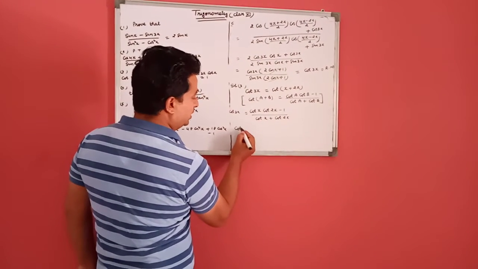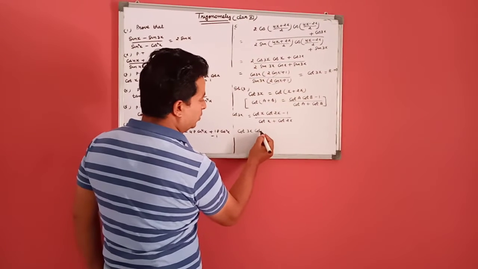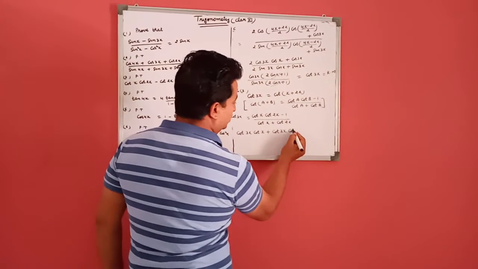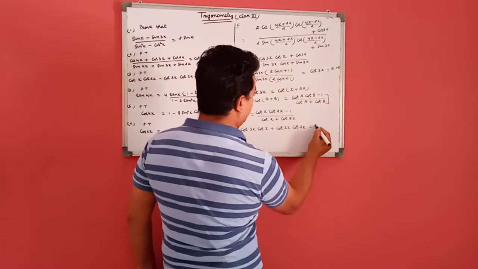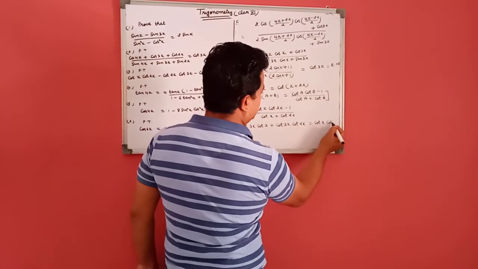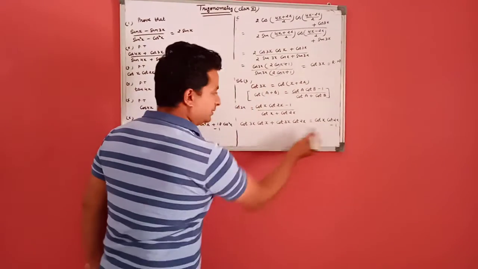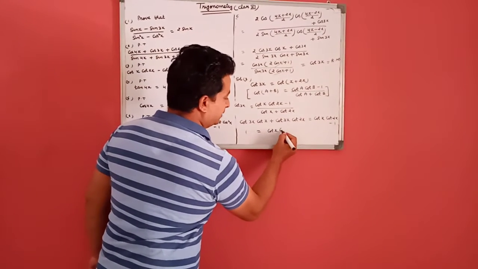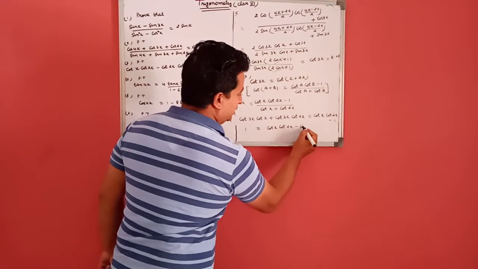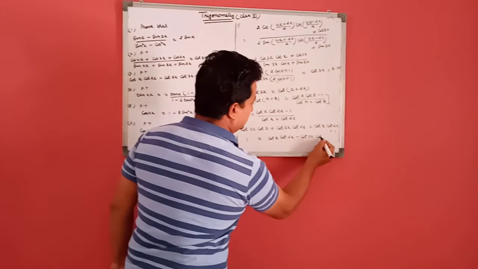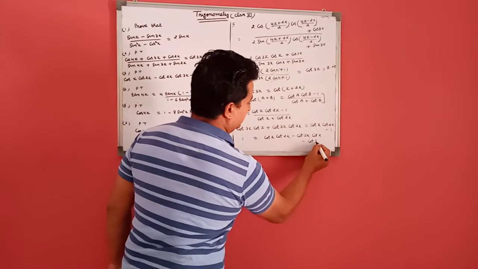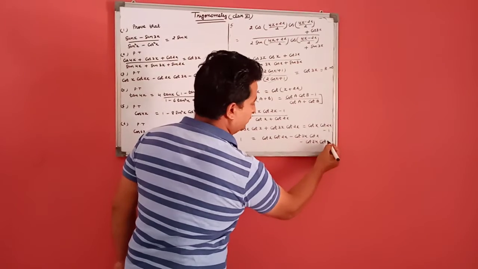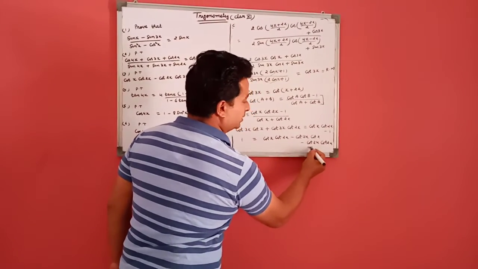When we cross multiply this, we get cot 3x into cot x plus cot 3x into cot 2x equals cot x into cot 2x minus 1. Take 1 to the right hand side and the remaining terms to the left hand side, we get this expression. This is the solution of question number 3.